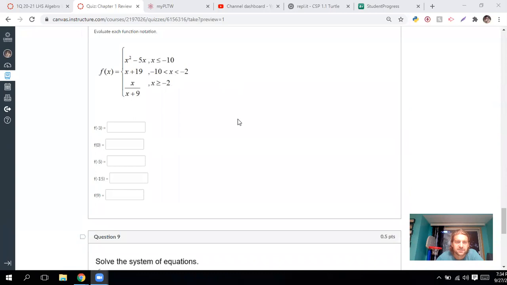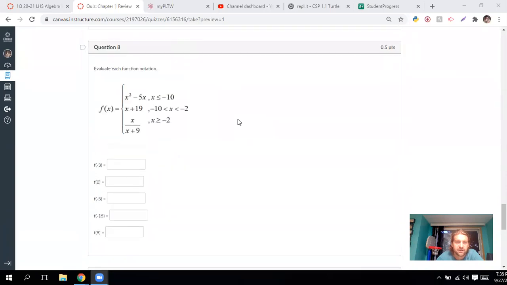All right, next one, scarier function, but we can handle it. Okay, so let's make sure we know where to plug these numbers in. Anything less than -10, we're gonna plug into the top. Anything in between -10 and -2, not including them, but anything in between them, we'll plug in the middle. Anything bigger than -2, we plug in the bottom. All right, so -3 is in between -10 and -2, so we'll plug it in the middle. -3 plus 19. That's 16.